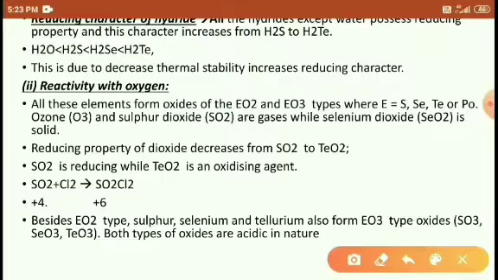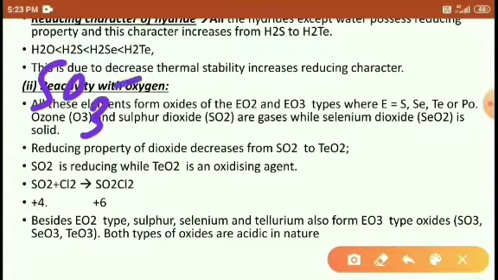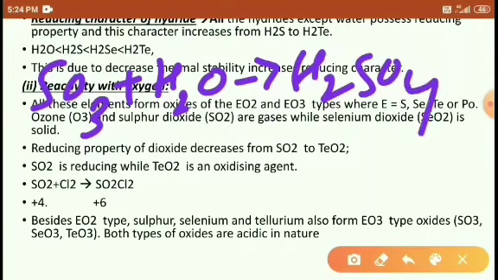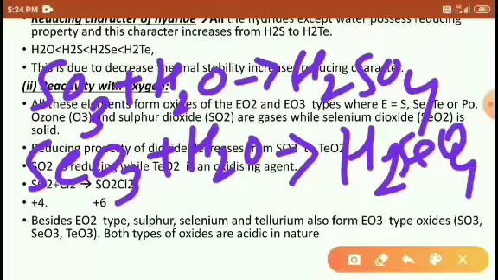Right students? Besides that, sulfur, selenium and tellurium in the form of EO3, like SO3, SeO3, TeO3, are all acidic in nature. How are they acidic? SO3 reacts with water to form H2SO4, and SeO3 reacts with water to form H2SeO4. That's right. Sulfuric acid and selenic acid, these are the acidic nature.